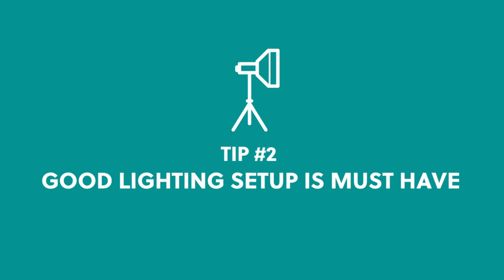Tip number 2. Good lighting is a must have. Don't use the default room light. If I use default room light, my setup will look like this. This is my default room light. You can see how this looks. So there are 4 types of light you can use.